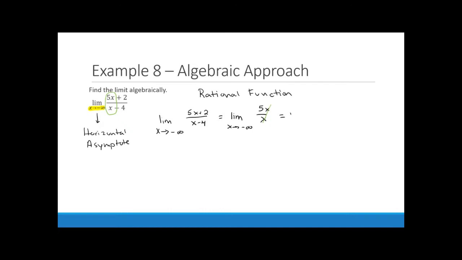And it's really important, you have to write the limit part every time here. When those cancel, we have 5. As x goes to infinity, or x goes to negative infinity, what happens to 5? Well, 5 is still 5. It's not going to change. It's always going to be 5. So our answer here is 5.